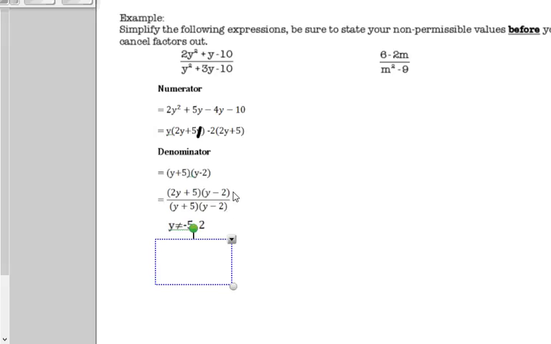Okay, from here, now what we can do is simplify by crossing out our factors that are common. So we can see we have a y squared and a y squared. That is a common factor between the numerator and the denominator.